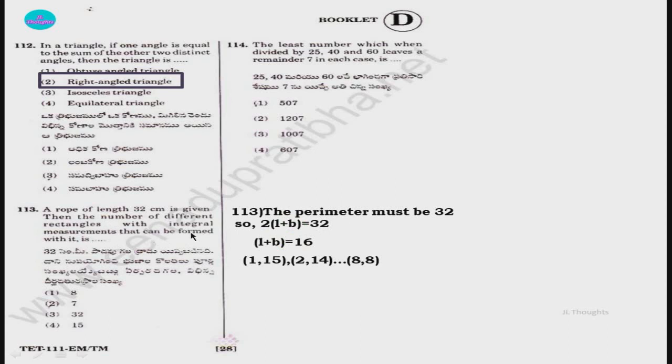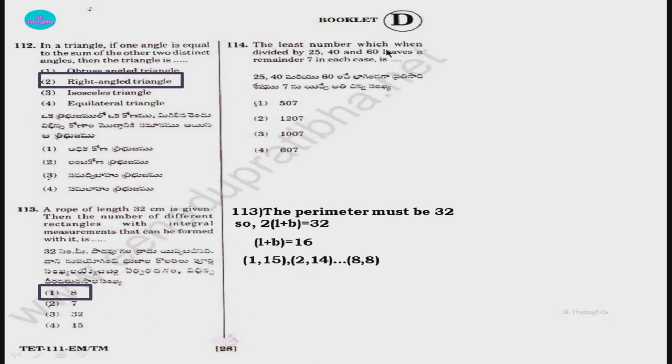Because the number of different rectangles with integral measurements is asked. So 16 means 1 comma 15. Length and breadth can be 1 comma 15, 2 comma 14, 3 comma 13, like that till 8 comma 8 you can get. Yes or no? So totally how many? From 1 to 8, 8 measurements can be formed.